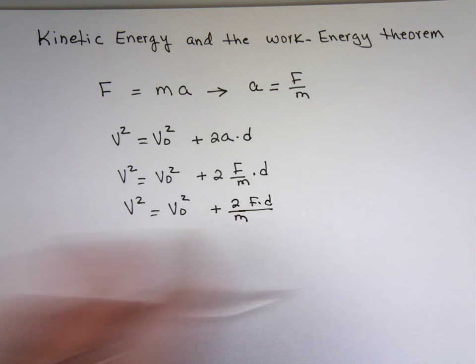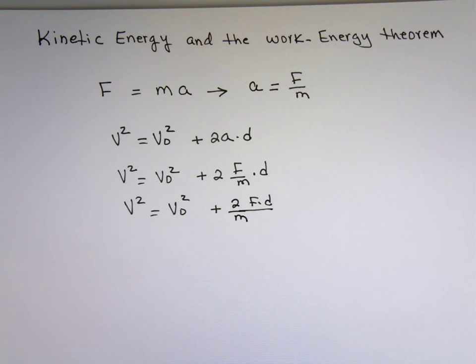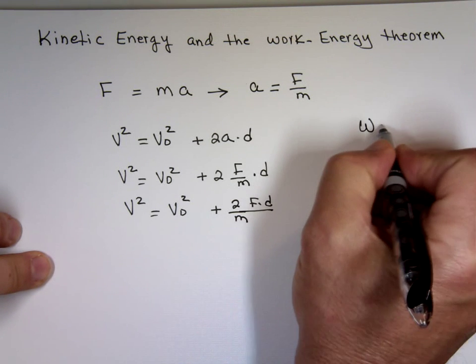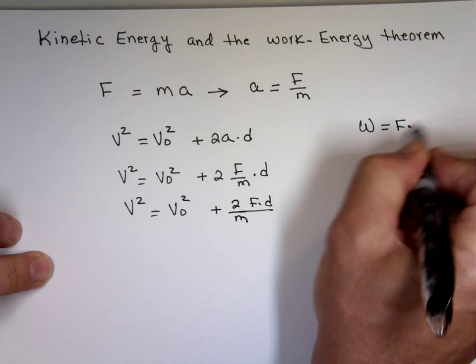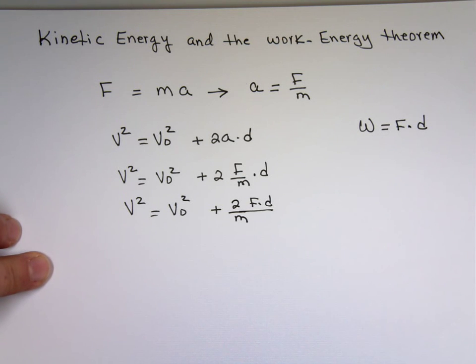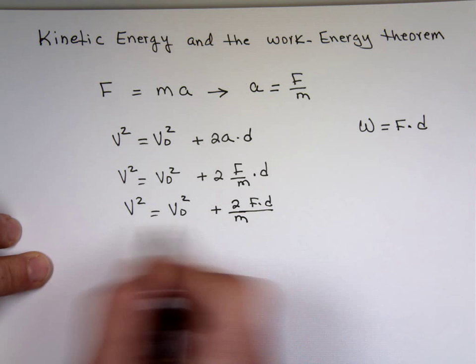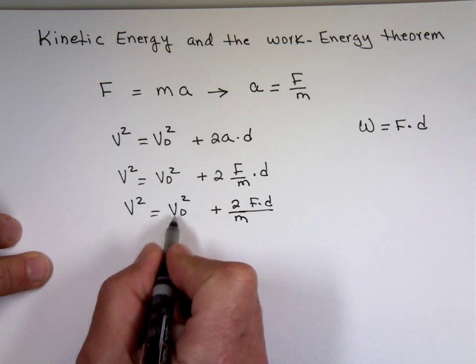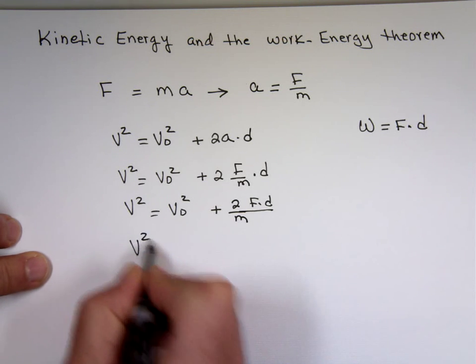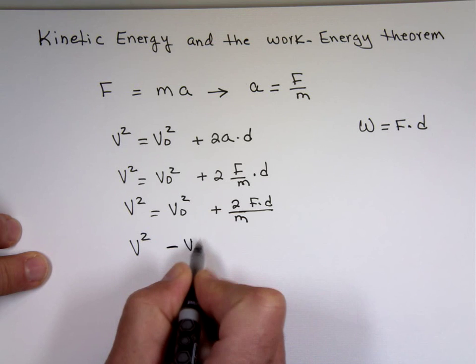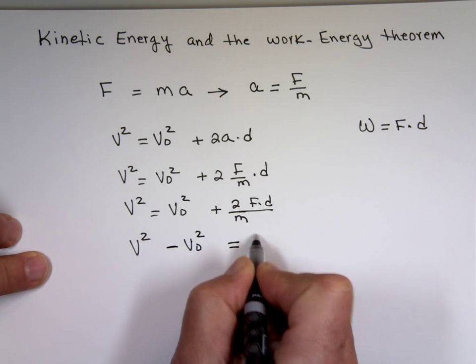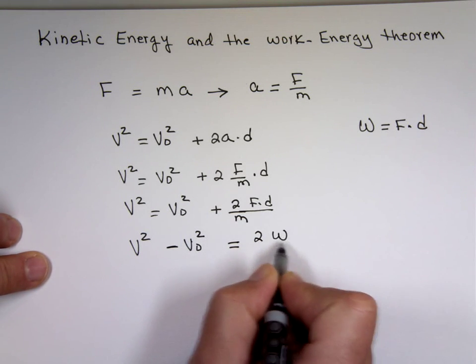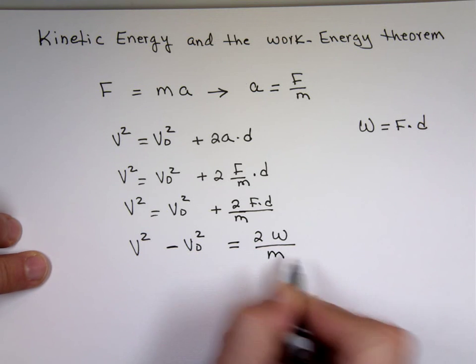And what is F times d? What did we say earlier today? F times d equals what? The work done. Isn't that F times d? And let me bring that v0 squared to this side. So v final squared minus v0 squared equals 2 times W over m.